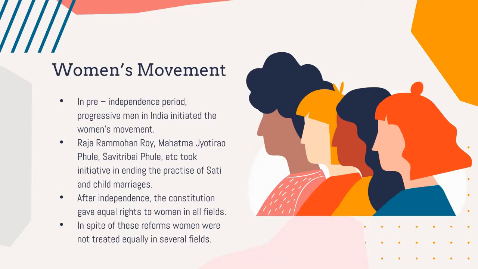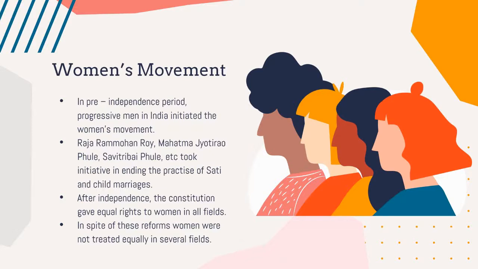Ishwar Chandra Vidyasagar, Raja Ram Mohan Roy, Mahatma Jyotirao Phule, Savitribai Phule, Maharshi Dhondo Keshav Karve, Pandita Ramabai Ranade took the initiative in ending the practice of sati and child marriages in India. Reforms such as widow remarriage, women education, and right to vote to women were possible due to the work of these reformists.